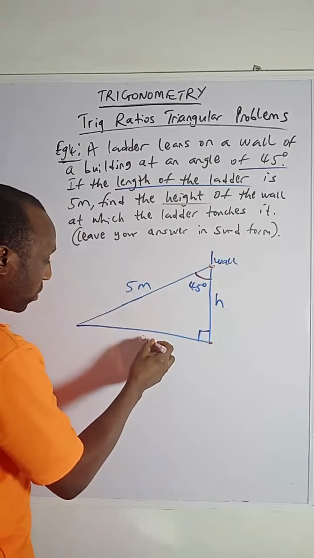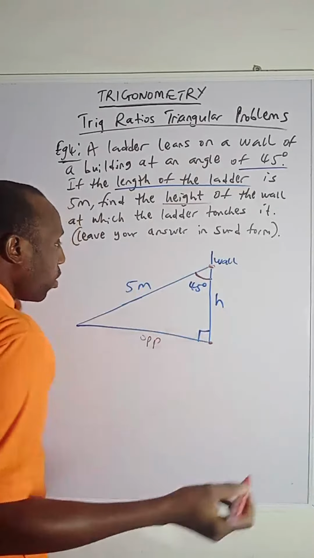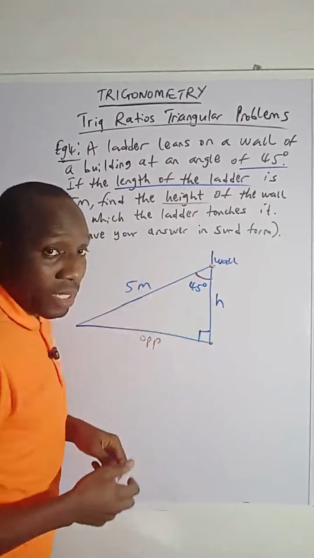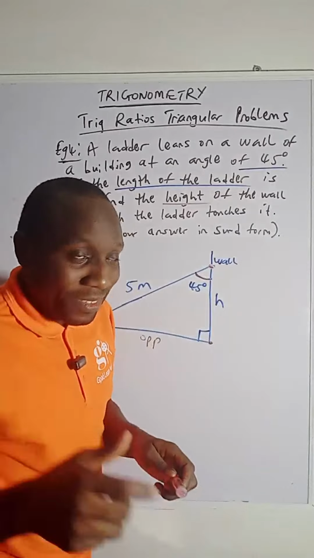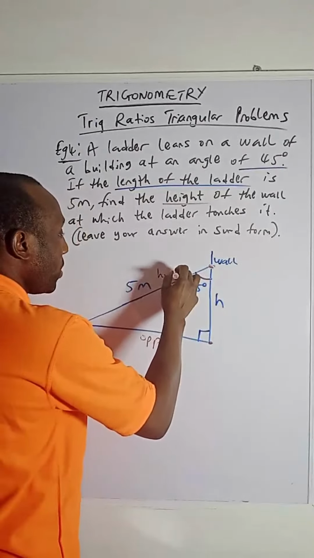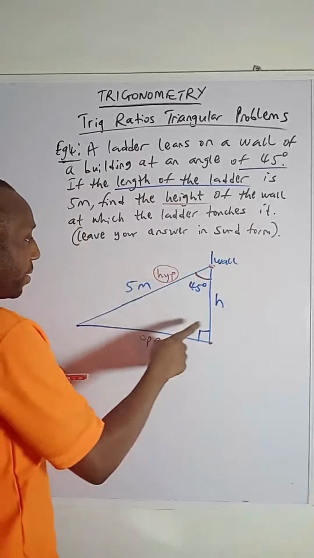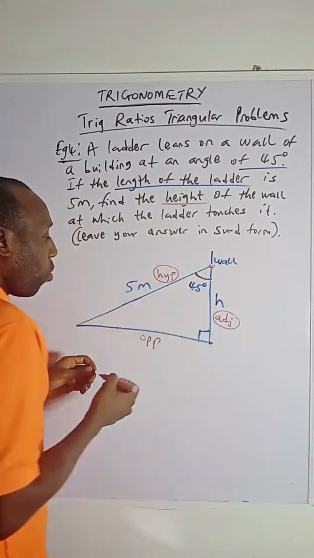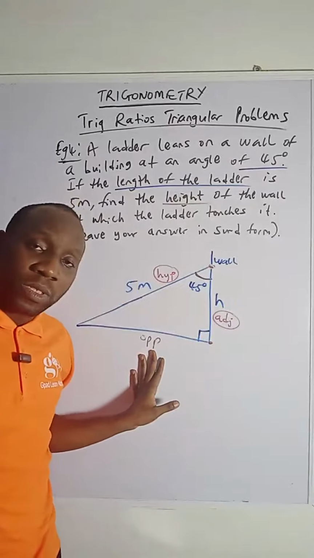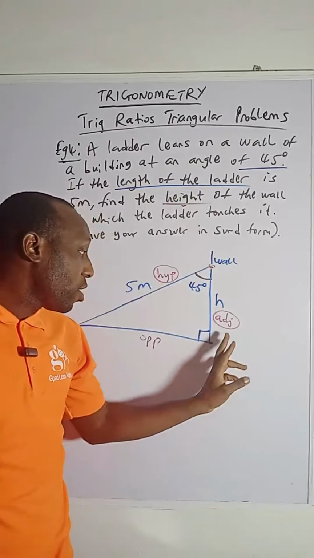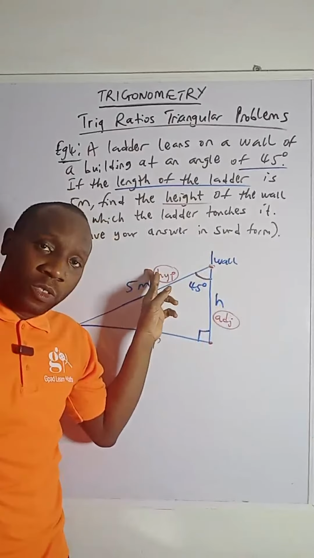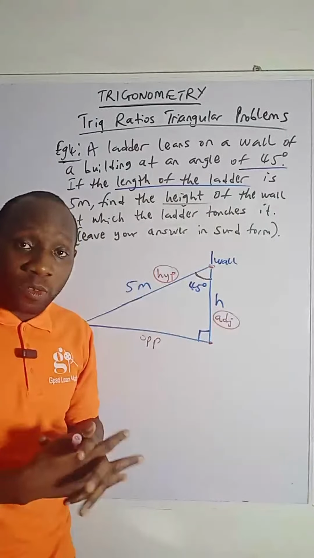Opposite. So we have no business with this one here. No business at all. So this is the right angle. The side facing the right angle is what? Hypotenuse. So this is the hypotenuse, HYP for short. And the other side becomes the what? Adjacent. So we have no business with this opposite. All we have a business with is adjacent, because that's what we're asked to find, and the hypotenuse, which is the 5 meters, the length of the ladder.